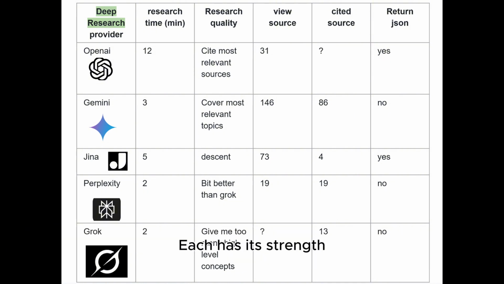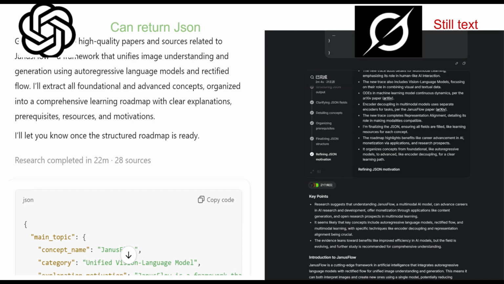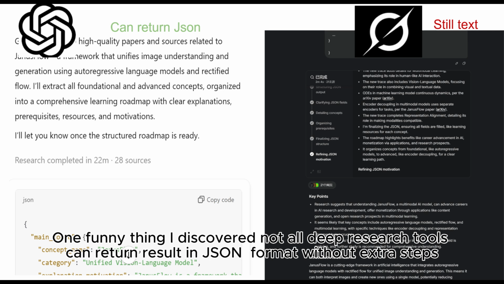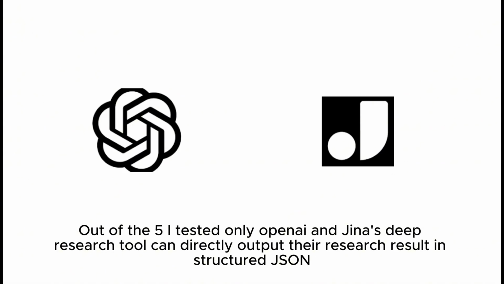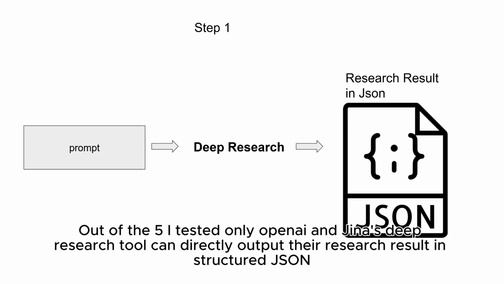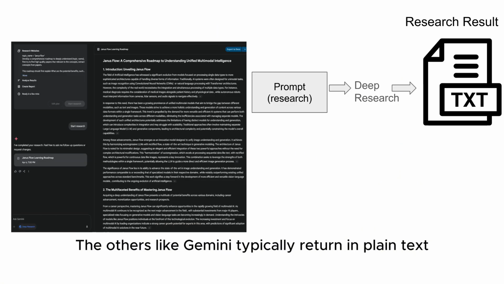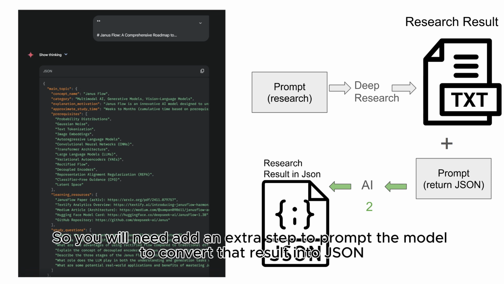Each has its strengths. One funny thing I discovered: not all deep research tools can return results in JSON format without extra steps. Out of the 5 I tested, only OpenAI and Janus deep research tools can directly output their research results in structured JSON. The others, like Gemini, typically return plain text, so you will need to add an extra step to prompt the model to convert that result into JSON.